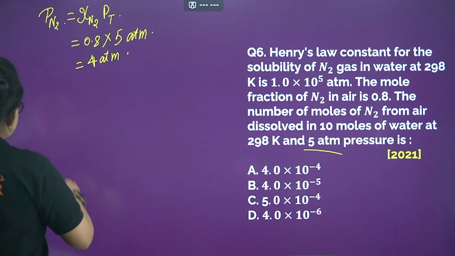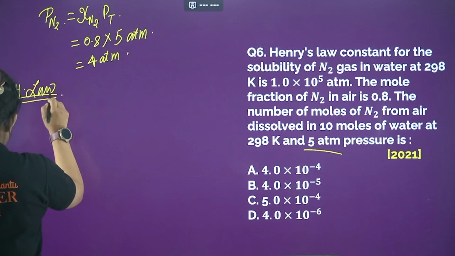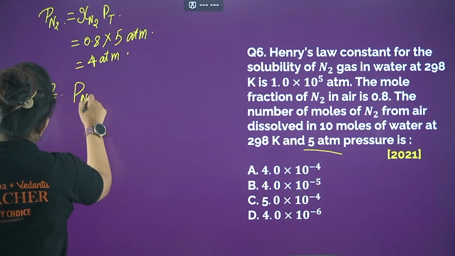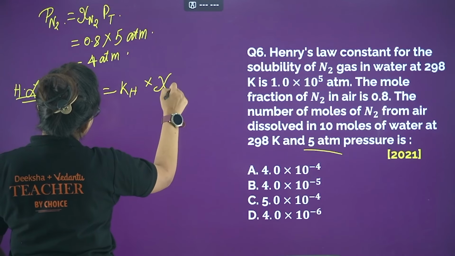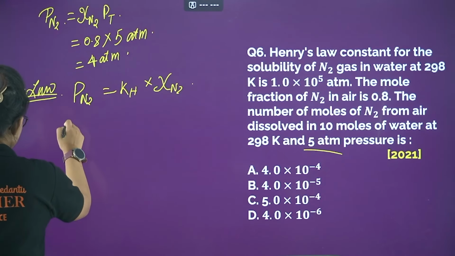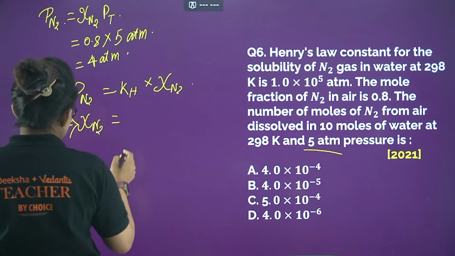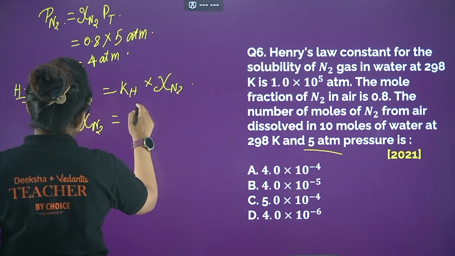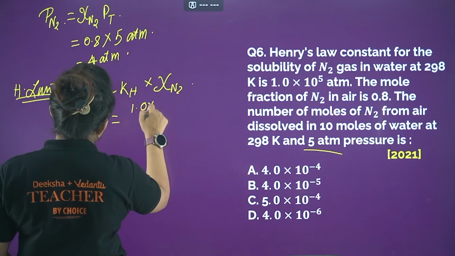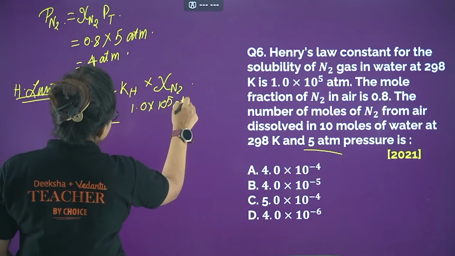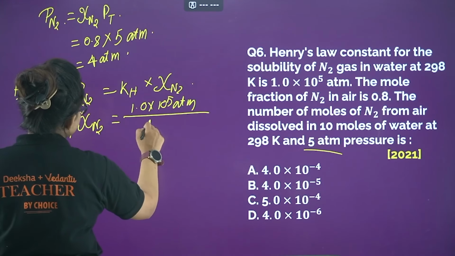Now what you have to do? Now simply apply Henry's law. So if you apply Henry's law, in accordance with Henry's law, the partial pressure of N2 is equal to KH into the mole fraction of N2, right? So from here, the mole fraction of N2 I have to find out, that is P of N2 divided by KH. KH value is given, that is 1.0 into 10 power 5 atmosphere, and the partial pressure of N2 is 4 atmosphere.